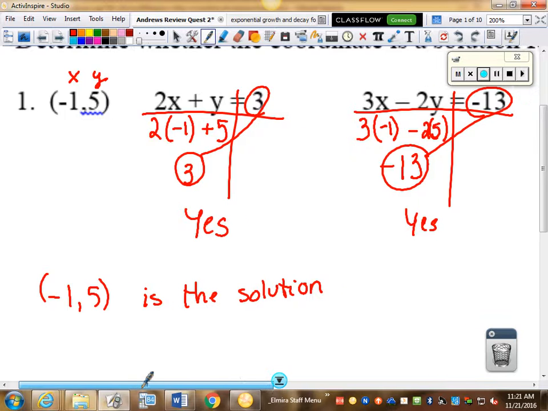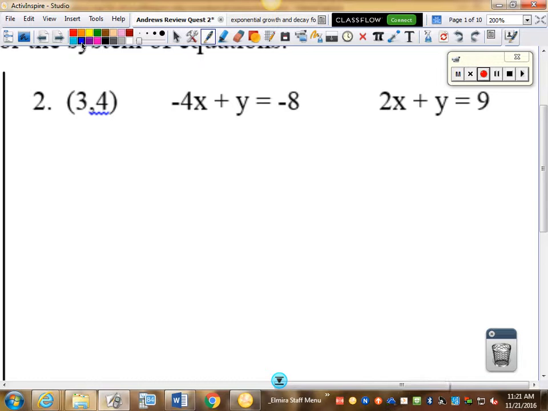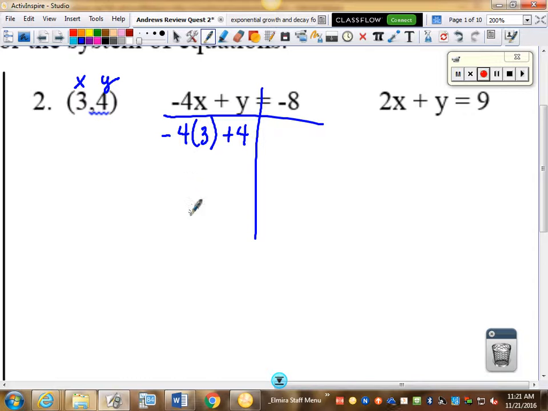Okay, and let's look at the second problem. Same thing. This is an x, that's a y. So we're just subbing in to see if it works. I subbed in 3 for x and 4 for y. -12 plus 4 is -8. So that's a yes. Let me just use color to show you what I'm doing here. So 4 subs in.